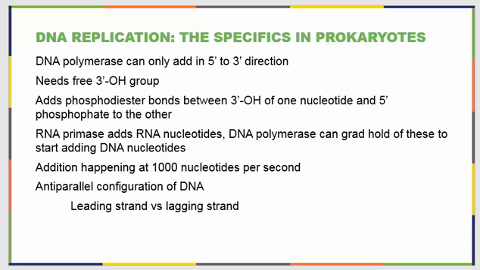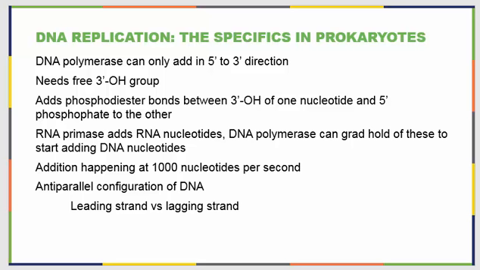Now, DNA polymerase can only add in the 5' to 3' direction because it needs a 3' OH group to physically grab onto. So the DNA polymerase adds phosphodiester bonds between the 3' OH of one nucleotide to the 5' phosphate of the other. RNA primase adds RNA nucleotides, and DNA polymerase can hold on to these to start adding DNA nucleotides. Again, this addition is happening at about 1,000 nucleotides per second.